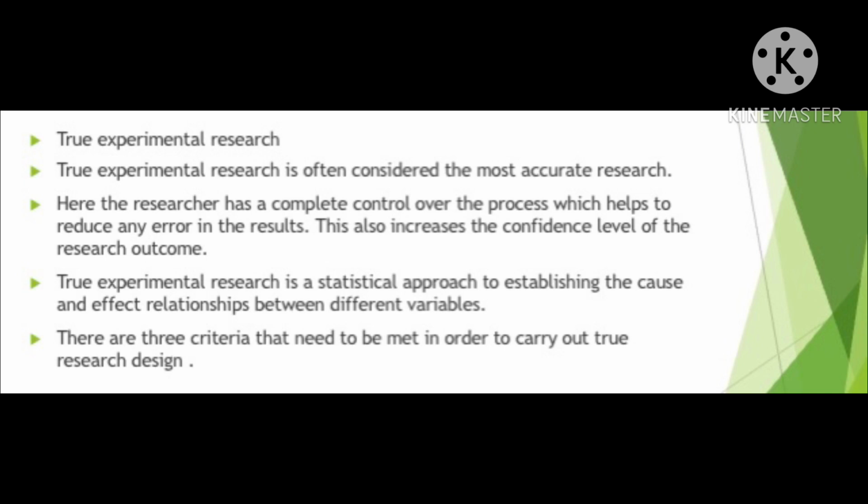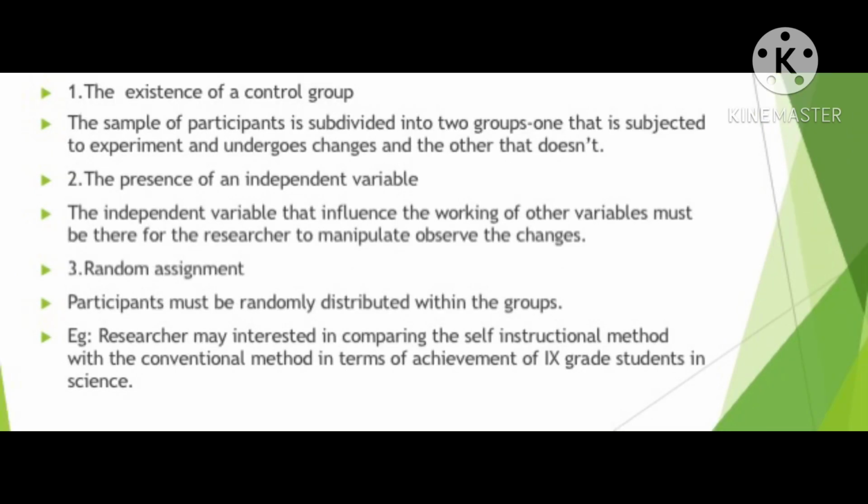There are three criteria that need to be met in order to carry out the research design. If it is a true experimental research design, there are three criteria they should follow. Now let us see what are these three criteria. First one is the existence of a control group. There should be an experimental group and a control group. Control group is the group in which we are not doing any special treatment. We are keeping it as such.